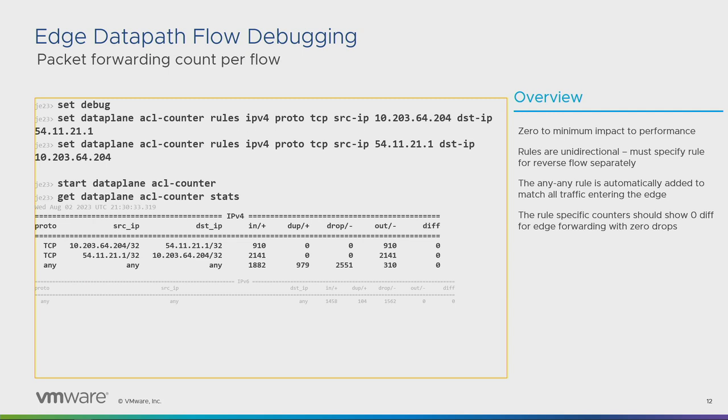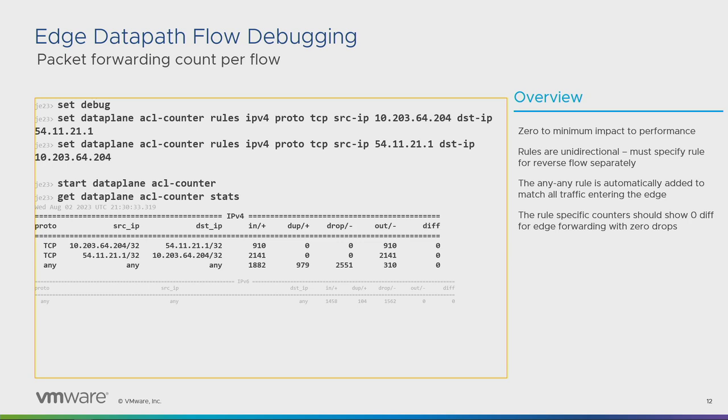Now, a packet comes in, how do you know if your edge has successfully routed it? The way to find out is in debug mode, we have this data path counter. You set an ACL rule. The ACL rule matches your packet header, right?